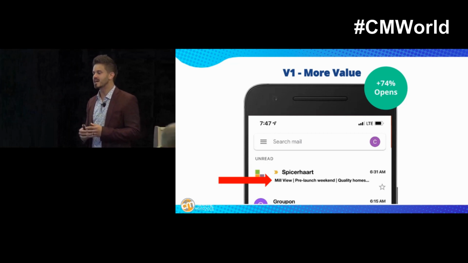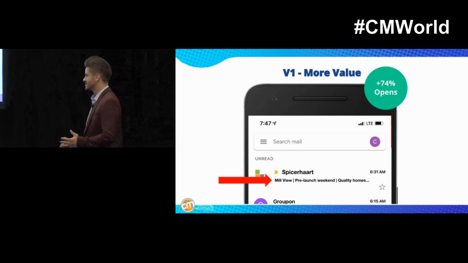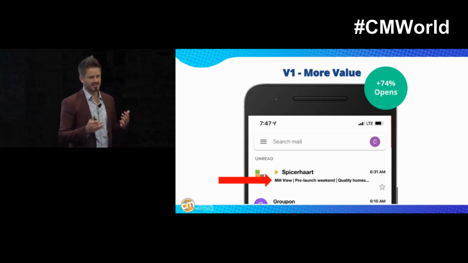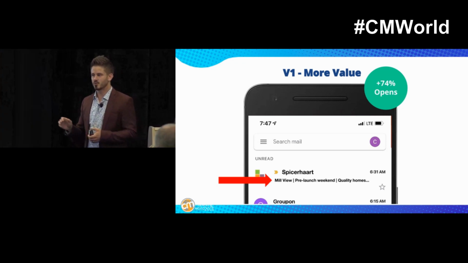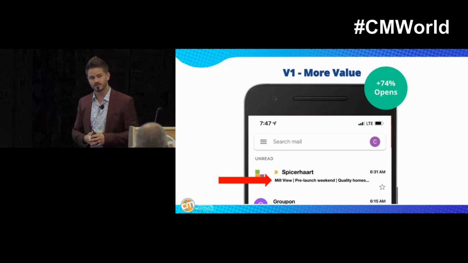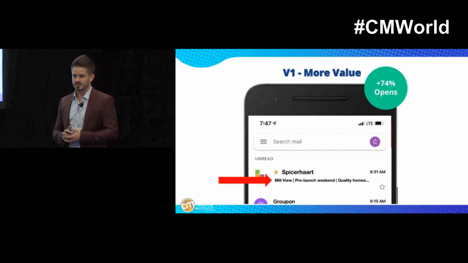This resulted in a 74% increase in opens of this email. Massive, massive increase in people opening an email just because they were able to determine a little bit more what is the value I'm going to get from this. It gives a little bit more context to what the subject or the content of the email is going to have. And ultimately, it resonates more with the audience.